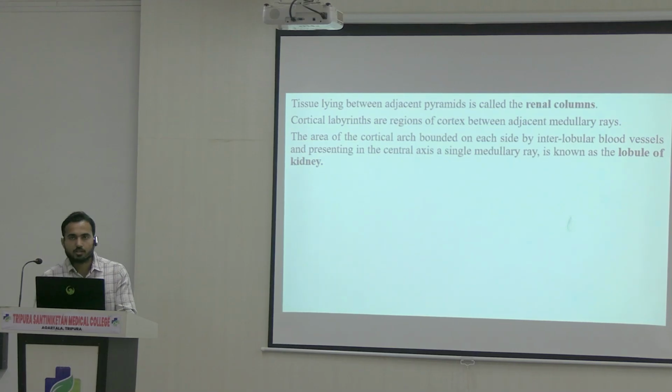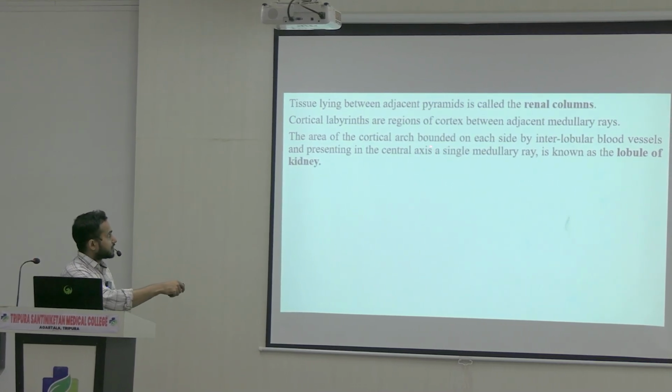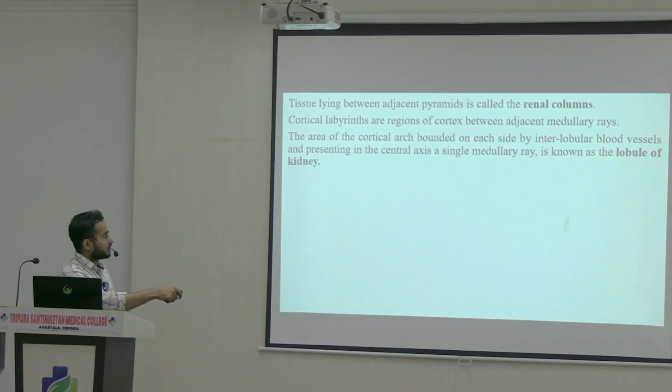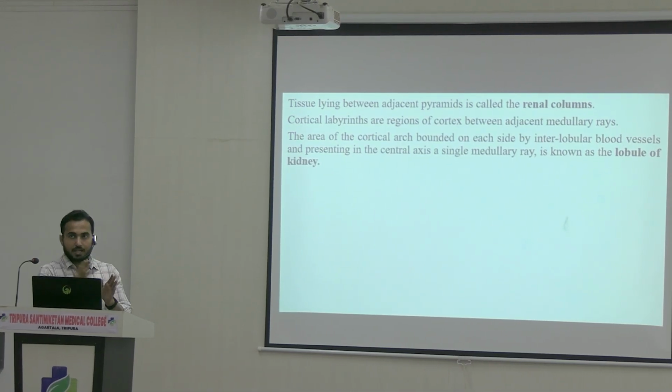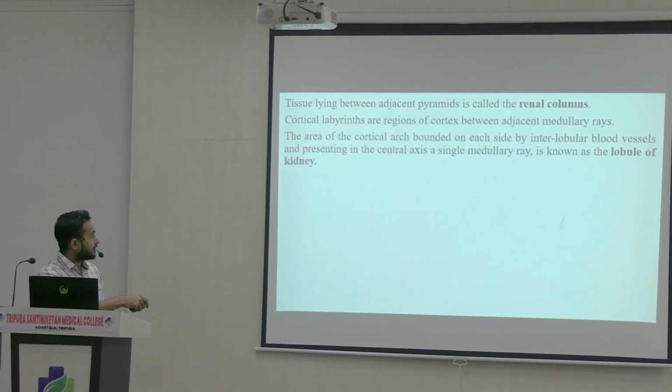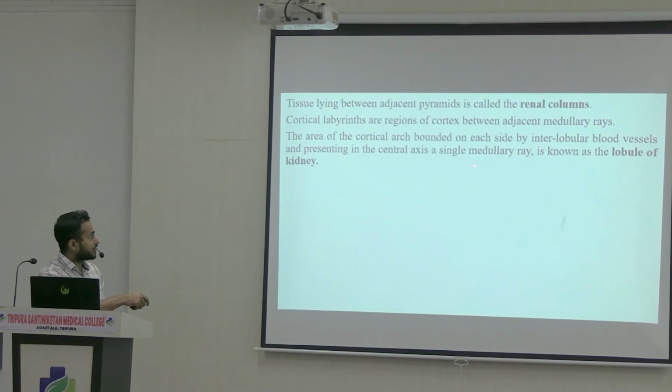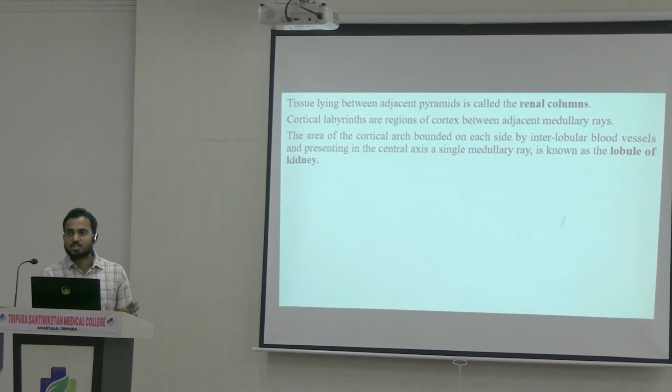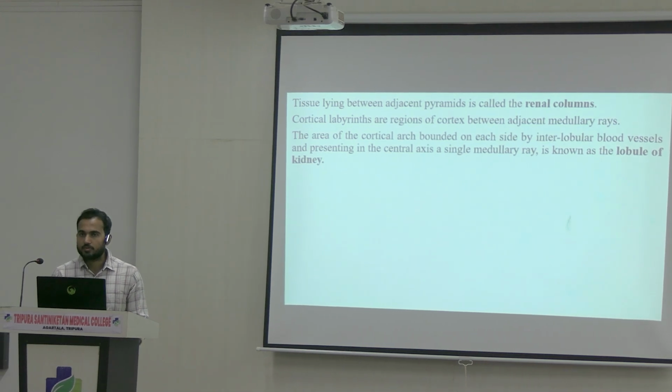Next, the area of the cortical arch, on each side bounded by an interlobular blood vessel, and in the central axis one medullary ray is present, is called the lobule of the kidney. So on either side of the cortical arch we get an interlobular blood vessel, and in the center we get a single medullary ray. This particular structure is called the lobule of the kidney.